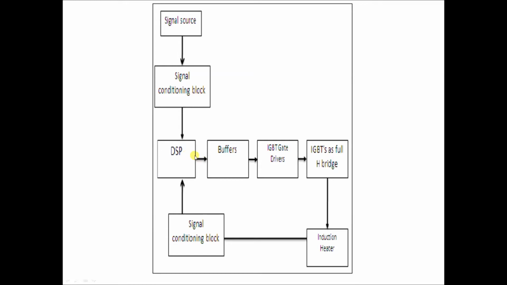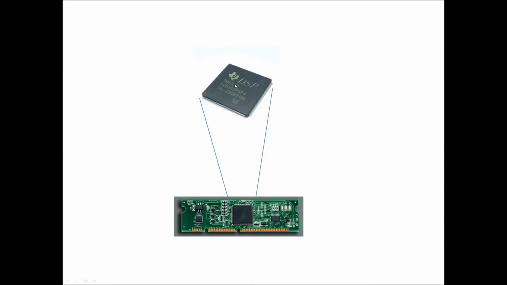The algorithm eventually leads to the generation of gate pulses which are inputted to the buffer for isolation. These signals are given to the IGBT gate drivers which are connected to the full bridge IGBT module. The current through the load and the voltage across it are sensed and given to the signal conditioning block for scaling and level shifting. The conditioned signal is fed back to the DSP algorithm. The algorithm initially operates on the reference signal and then automatically switches to the feedback signal.